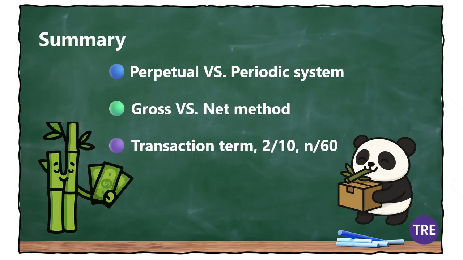Second, the gross versus net methods. Under the gross method, we record at the full invoice price and only recognize a discount if payment is made within the discount period. Under the net method, we assume the discount will be taken, so we record at the discounted price right away. If it's missed, we adjust later.